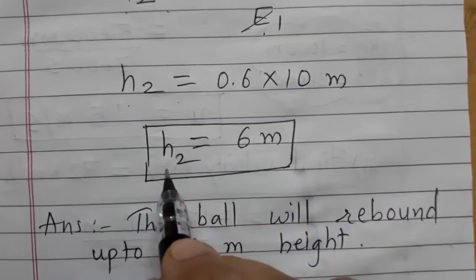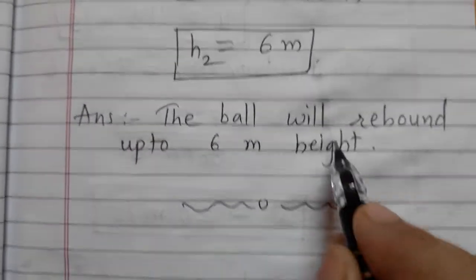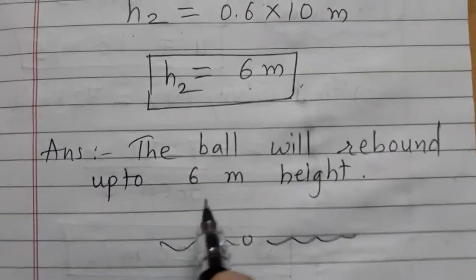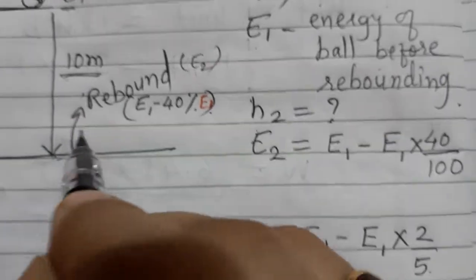So H2 is equal to 6 meter, and the answer we can write as the ball will rebound up to the 6 meter height. That means after touching the ground, the ball will move up to 6 meter of height.